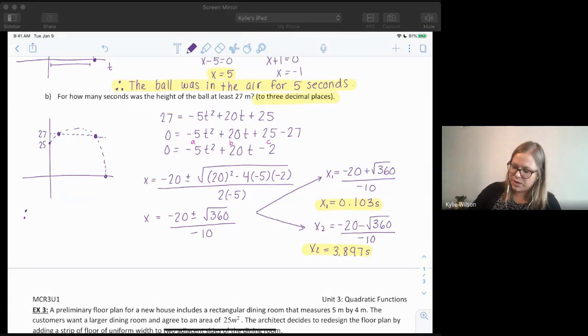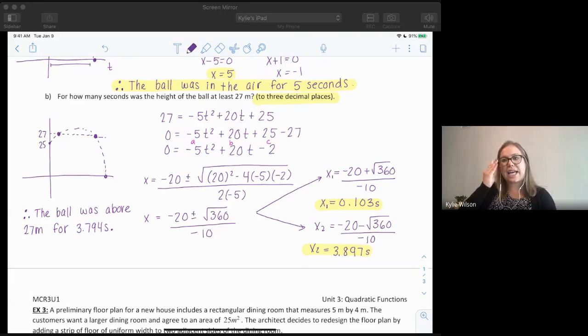So therefore, the ball was above 27 meters for 3.794 seconds. So again, how I got 3.794 was I subtracted the two numbers from one another.